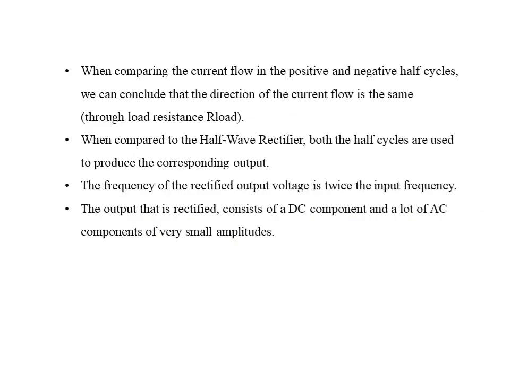When comparing the current flow in the positive and negative half cycle, we can conclude that the direction of the current flow is the same through the load resistance RL. When compared to the half wave rectifier, both the half cycles are used to produce the corresponding output. The frequency of the rectified output voltage is twice the input frequency. The rectified output consists of a DC component and a lot of AC components of very small amplitudes.